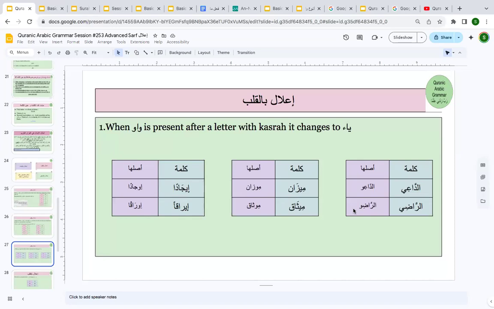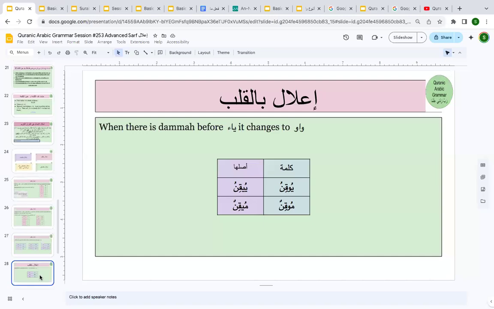Is this clear? You just need to know that if there is a waw before it is a letter with a kasra, it gets changed into ya. There may be exceptions to that, okay? But I hope you know by this time that this is إعلال بالقلب, and this is what you are expected to see in these words, right? Is this clear? The rule of إعلال بالقلب is clear to you?